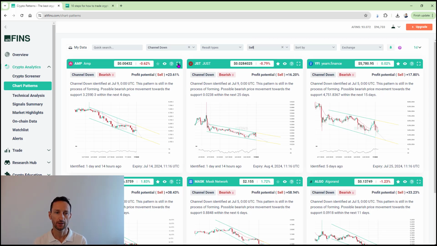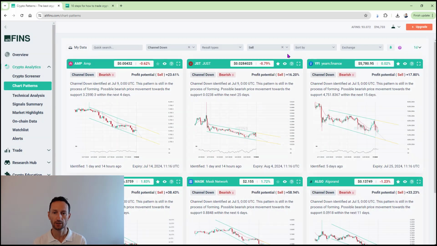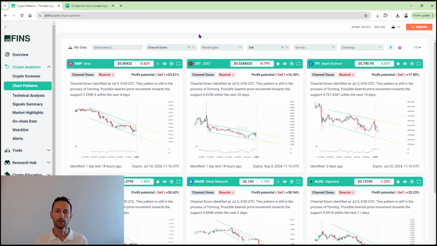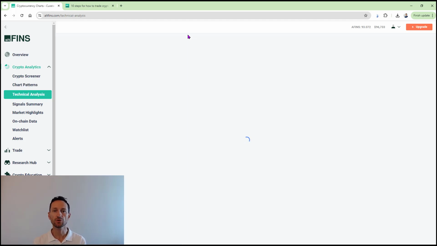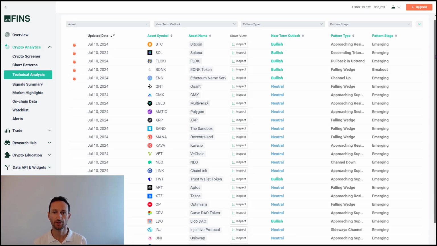Okay, so this is a channel down pattern that's just forming, right? It bounced, or got rejected, at the channel resistance here, and it's likely to approach the channel support now, so it's going to go down, or that's the prediction, right? So those are the opportunities that you can find on the platform very easily. And then the last source of ideas potentially is in our technical analysis section, where we manually identify some trading opportunities.